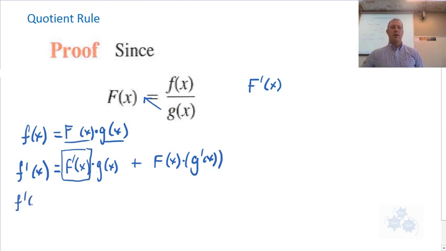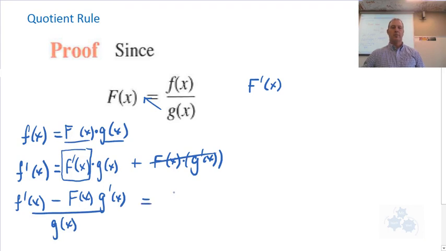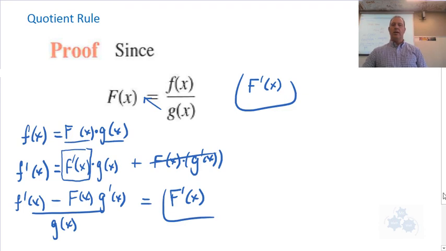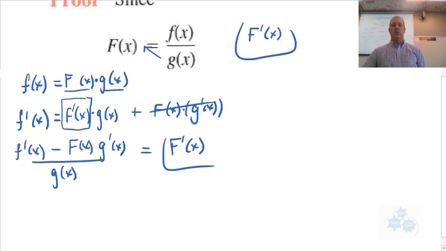So let's go f prime of x minus capital F of x times g prime of x. Right? We're getting rid of this from one side. And we're going to divide by g of x to get this. You with me so far? So we're solving for capital F prime of x. This is what we're trying to find, right? Right here. We're solving for this. Now the problem is that we want this only in terms of f and g, right? So right now I have capital F of x.